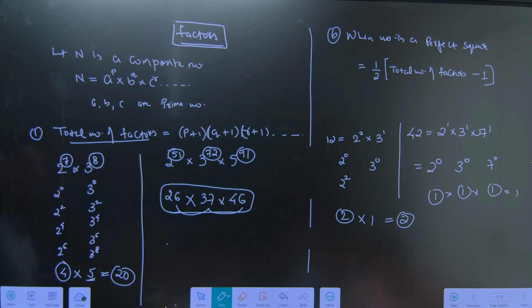First we have to do some CAT questions which appeared in the last 2 years from number system, and then more questions on this.